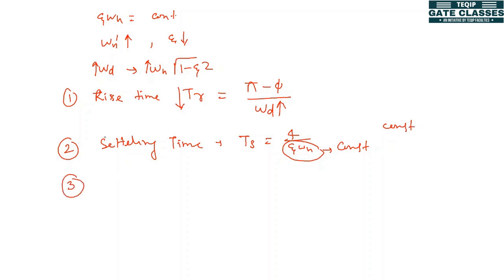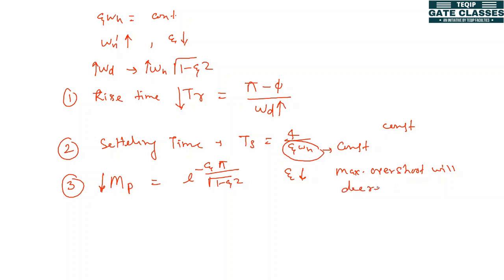Now what about the overshoot? Maximum overshoot is e to the power minus zeta pi upon under root 1 minus zeta square. If zeta is decreasing, your maximum overshoot will also decrease. Your maximum overshoot will decrease.